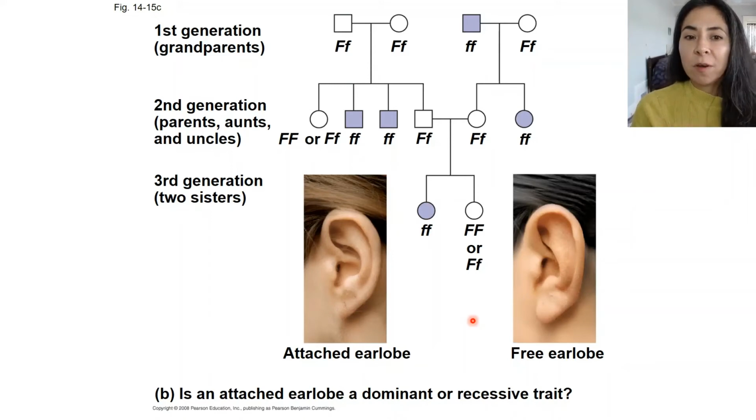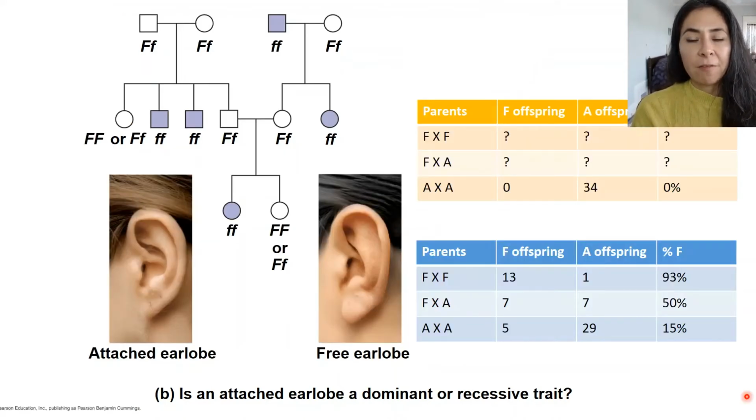But again, this is just one family, and what happens if we look at a lot of other families? Now, someone actually did this, so you don't have to do it yourself. Researchers did this with a bunch of New Guinea families, and the yellow is what we would expect if attached earlobe is actually recessive. So if you have parents who have free earlobes, we don't know what their genetics are. If they're both dominant homozygotes, all of their offspring would have free earlobes. If they're both heterozygotes, then some of their offspring would have attached earlobes. We don't know.